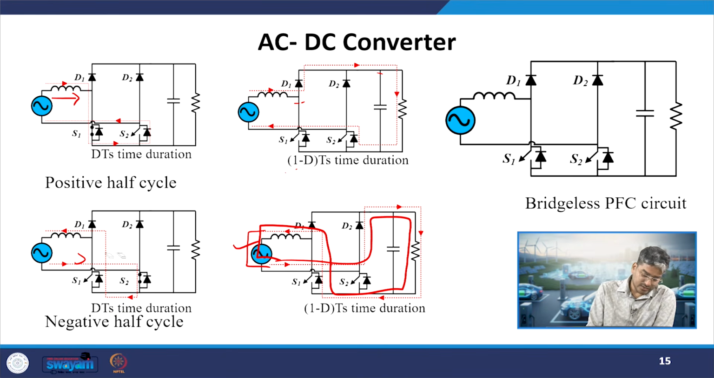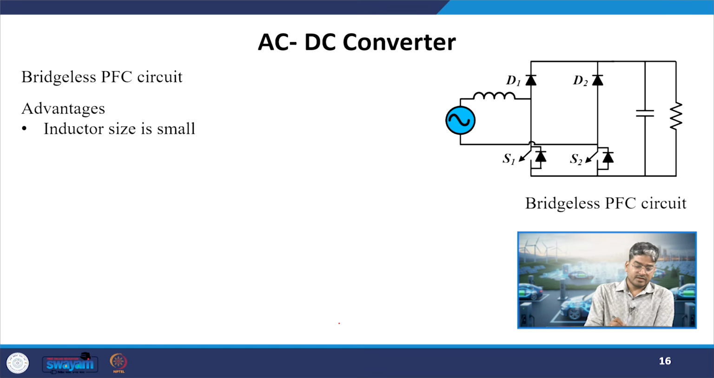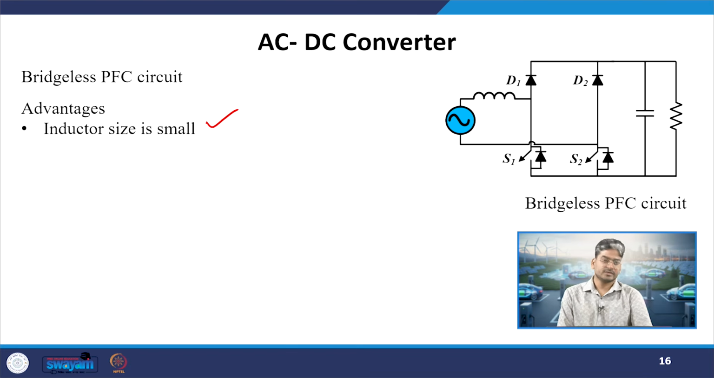Okay. So, we have seen that during the positive half cycle I will turn on S1, and during the negative half cycle I will turn on S2 for DT time, then I will allow it to discharge through the diodes after my inductor has been charged. Now, the advantages of this circuit. So, obviously the inductor size is less over here because it has been shifted to the AC side terminals.